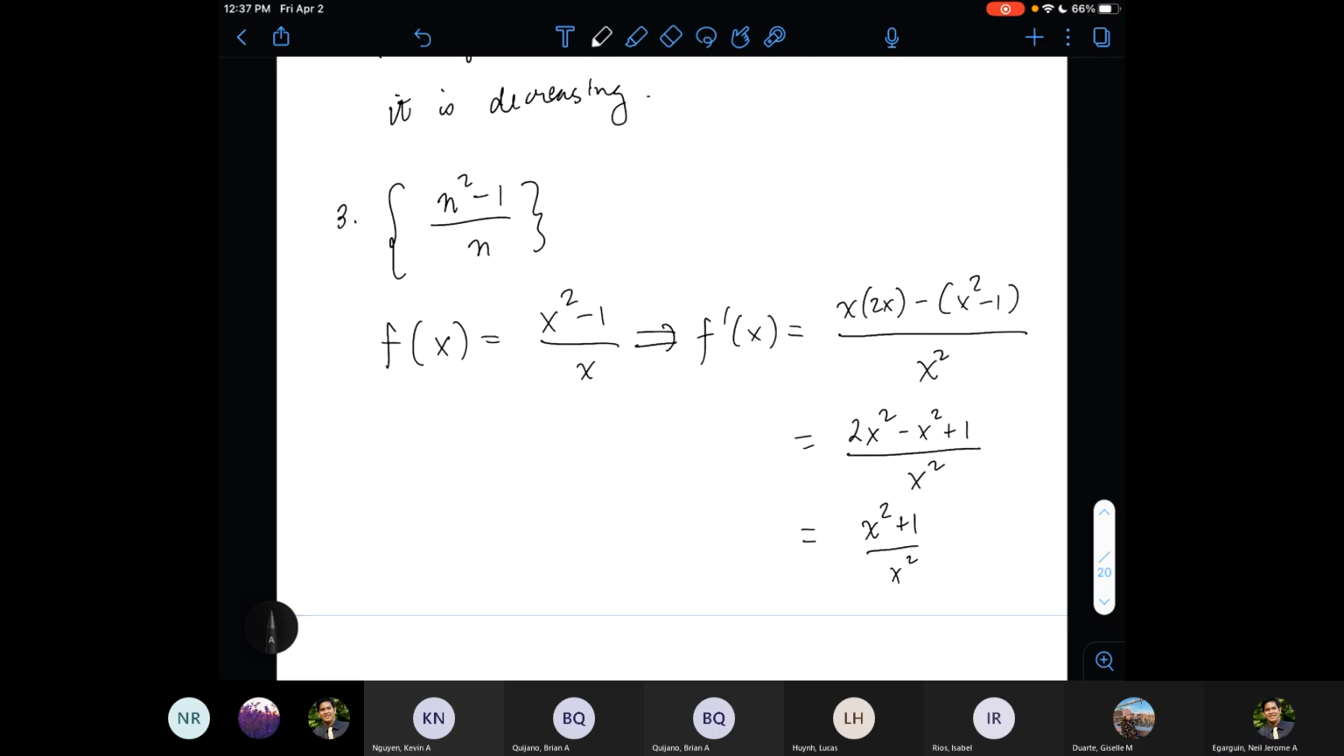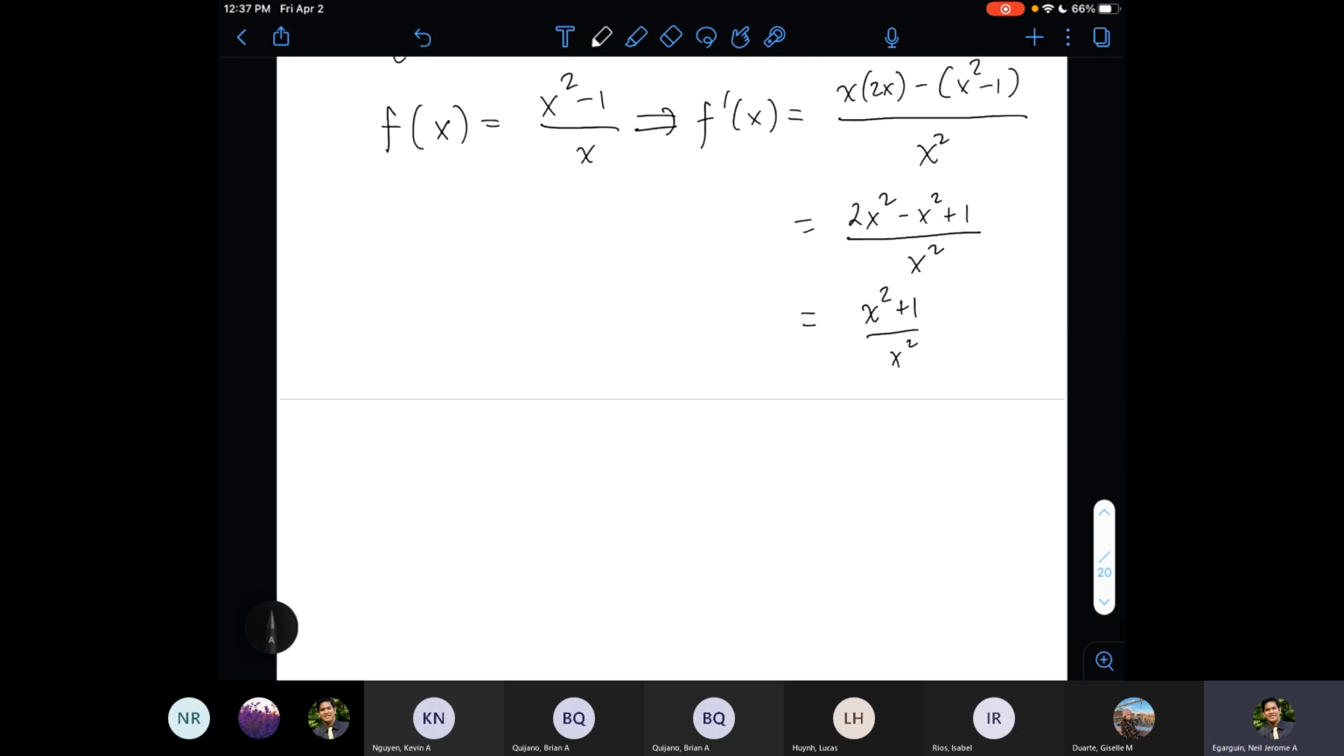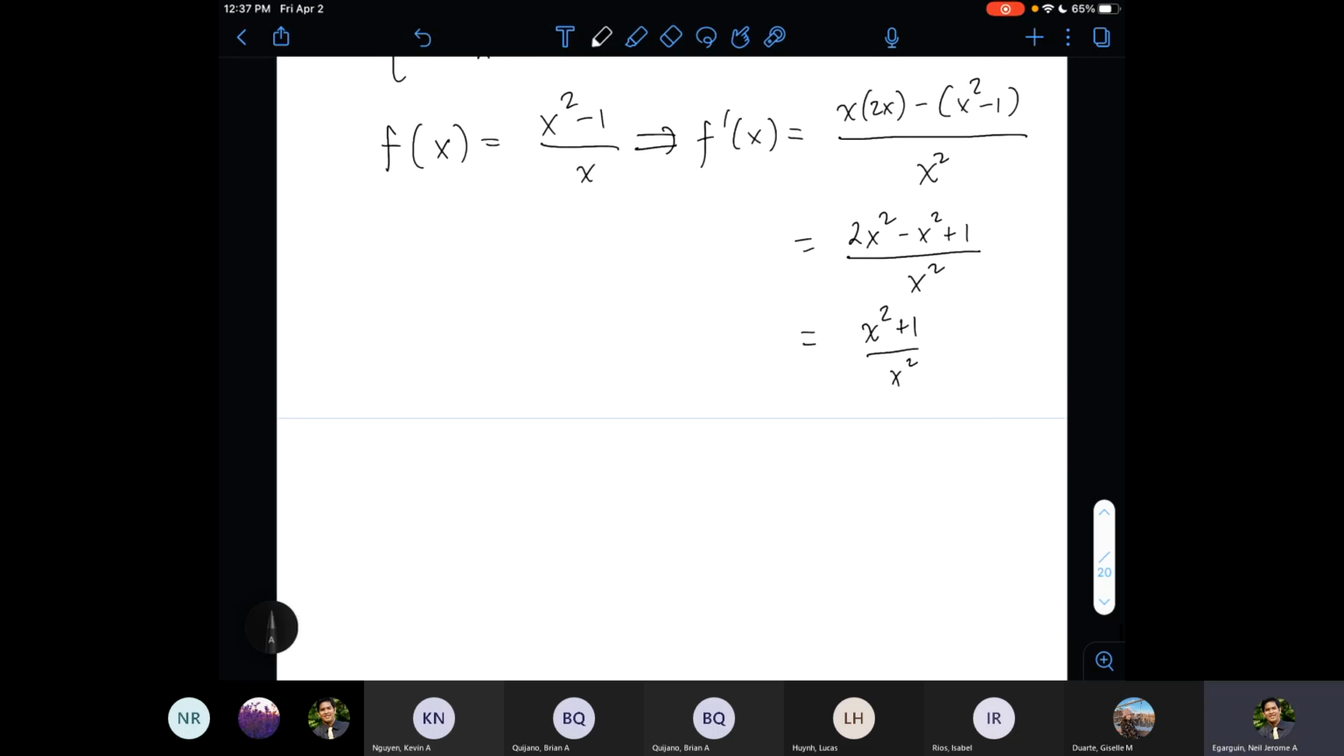Right? Can you confirm that my quotient rule here is correct? Yeah, my calculation skills are failing me right now, but okay, is this good?